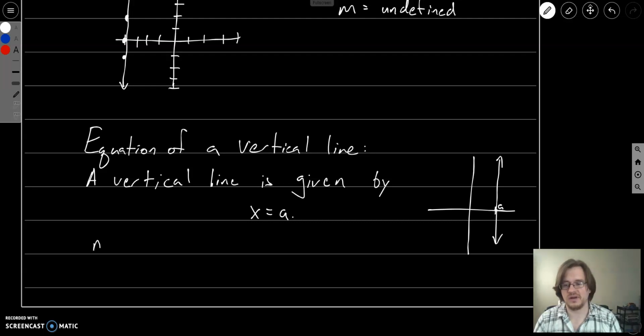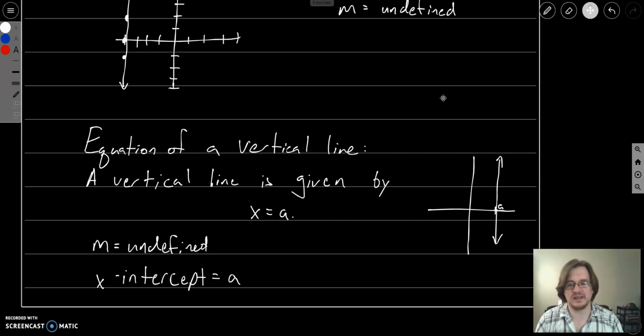The slope is always going to be undefined, and there won't be a y-intercept because this is going straight up and down. It's never going to hit the y-axis. However, it does have an x-intercept. It does intersect the x-axis, specifically at a. So that's about all we can say there.